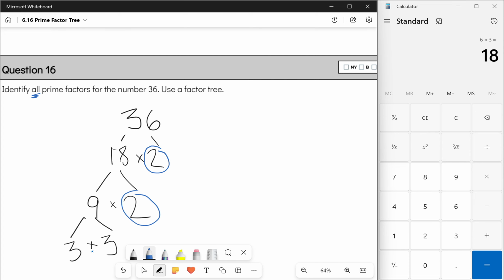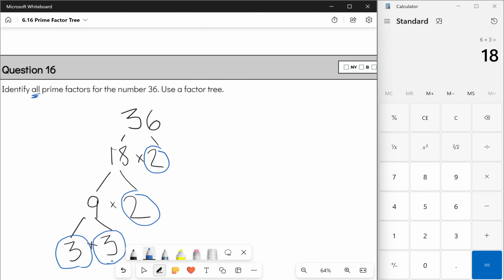Let's see if these are prime numbers. So 3 can be divided by itself, for sure. 3 divided by 3 is 1. 3 can be divided by 1. 3 divided by 1 is 3. Can 3 be divided by anything else and get a whole number? Well, nothing's coming to mind, and if I checked my multiplication chart, it would show me that no. 3 can't be divided by anything other than itself and 1, making it a prime number. So, identify all the prime factors for 36.